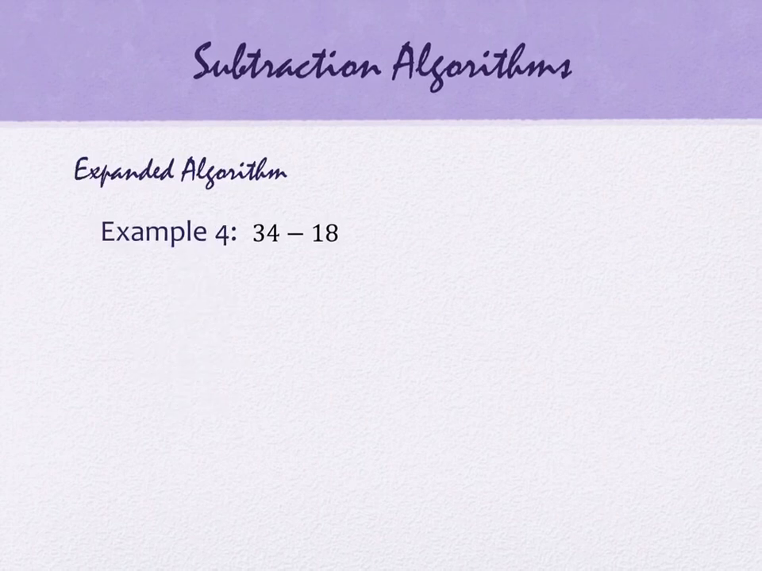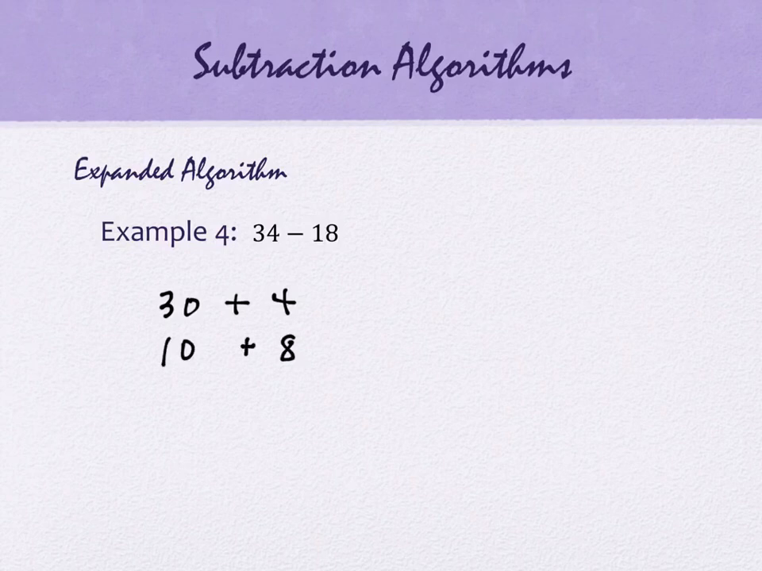The expanded algorithm, just like when we did addition, does the same thing. It just does it in a little bit more visible way. So I write this as 30 plus 4 and 10 plus 8. And I'm subtracting, so when I do my subtraction, it's going to change this into a negative 10 and a negative 8. I'm subtracting both pieces, if you will. Okay? So just like with the standard algorithm, I don't have enough within the individual columns to do the subtraction, so I need to regroup. So I take the number 30 and I regroup 10 of those numbers over here with the number 4 to give me a 14.